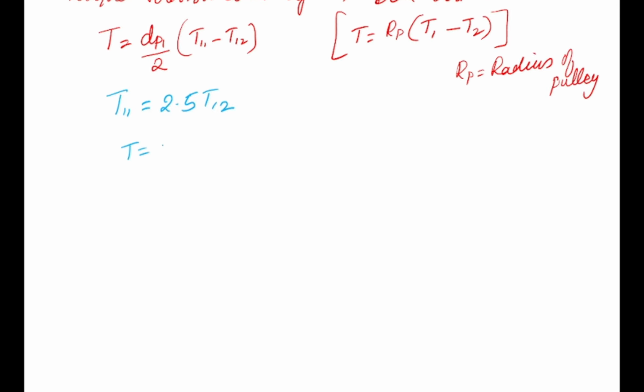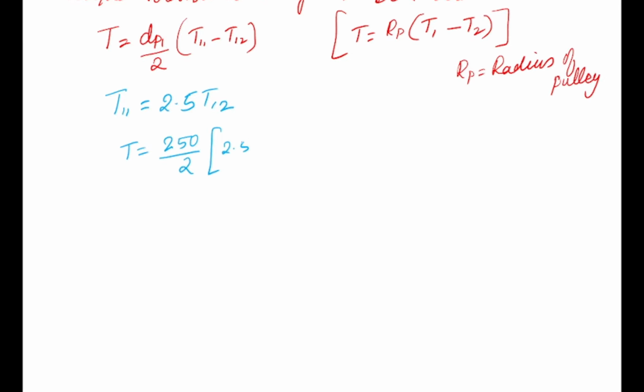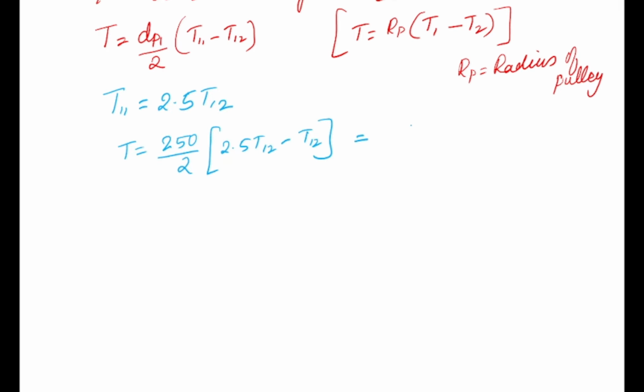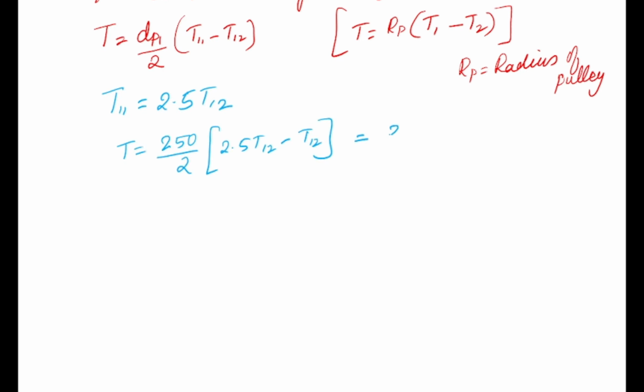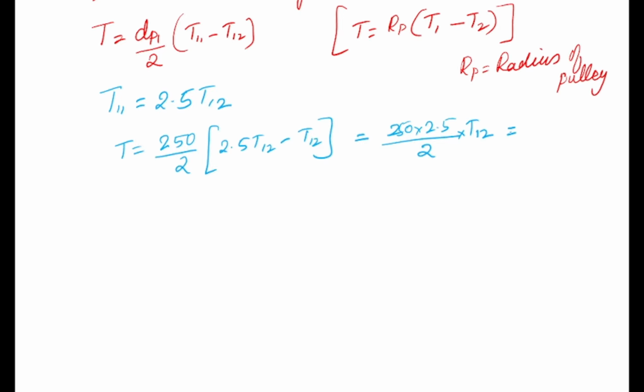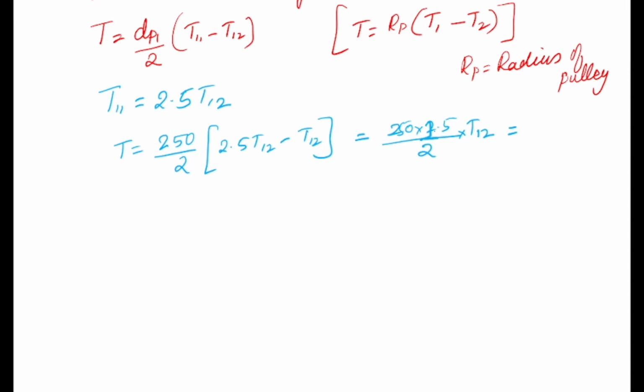So T equal to the diameter of the pulley, 250 mm divided by 2, in bracket 2.5 T12 minus T12. How much are you going to get? T equal to 125 into 1.5. Sorry, it is 1.5, not 2.5. Yes?